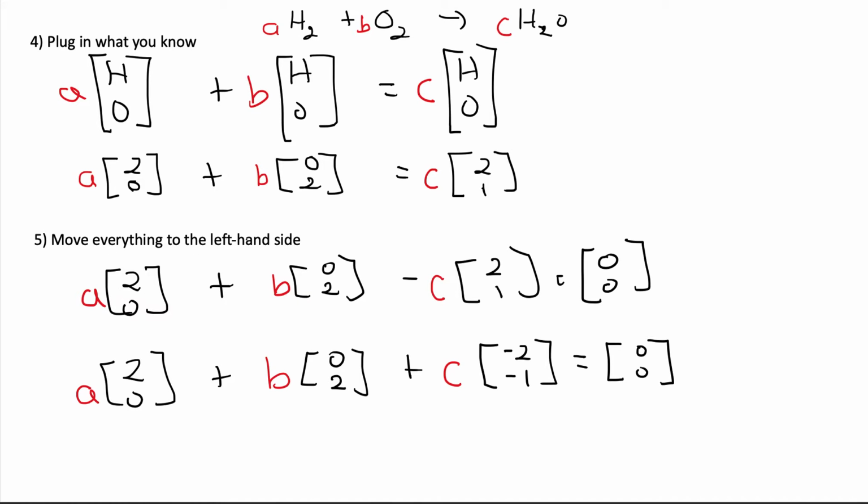Then we move everything to the left-hand side. All I'm doing is moving this C term over to the other side, and we're making it all equal to 0, 0. And then all I do is pull that minus sign inside of the vector notation. And so this 2 and 1 become -2 and -1.